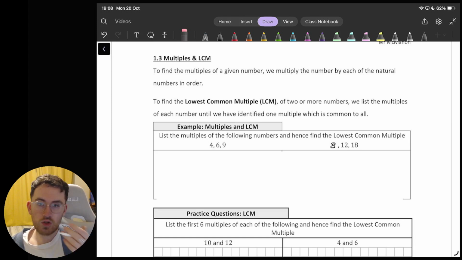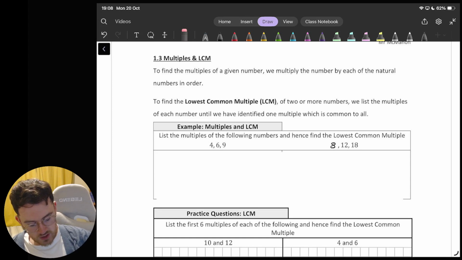Usually numbers will have more than one common multiple, so we just want to know what's the smallest of those, what's the first one that we come across, in many ways because it's an easy calculation to do, and it can be useful for us in certain situations to know that value.